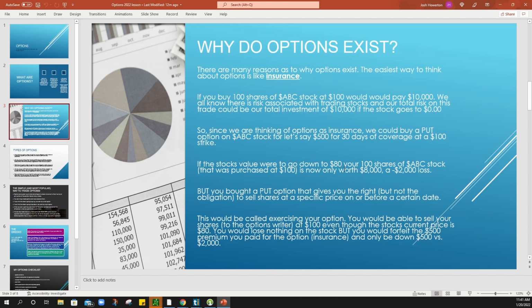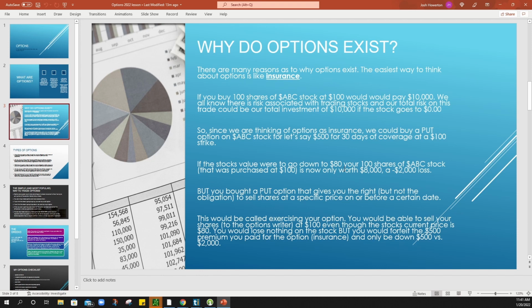Remember, you're not obligated, but you have the right to sell shares at a specific price on or before a certain date. This would be called exercising your option. Okay, so that's where the term comes from, exercising your option. If you choose to sell those shares at a specific price on or before a certain date, which is your expiration, you would be exercising that options contract. That's your right, but you're not obligated to do that.